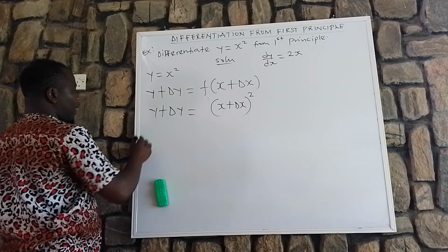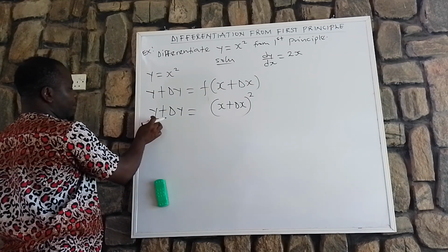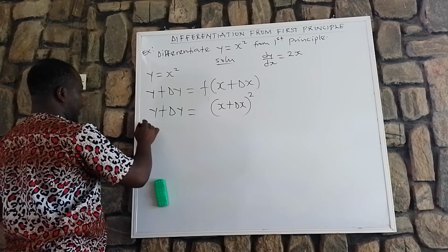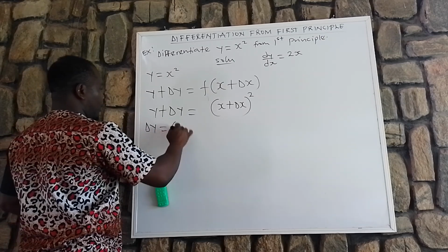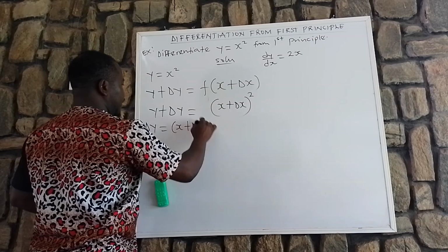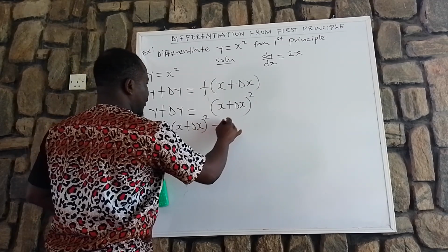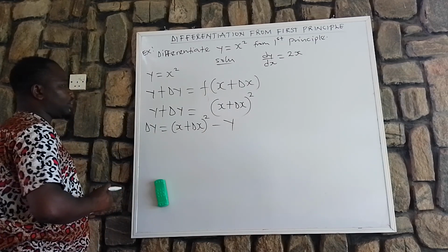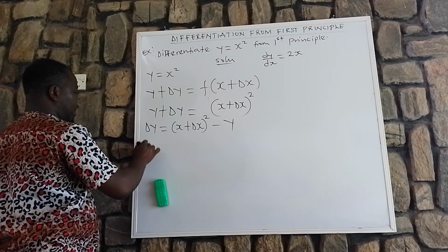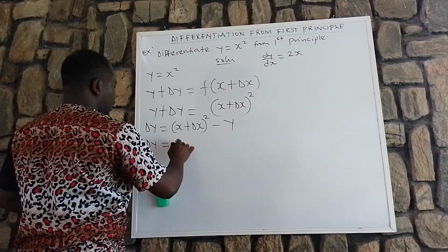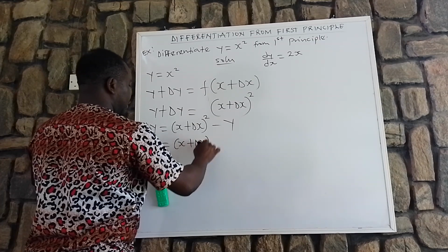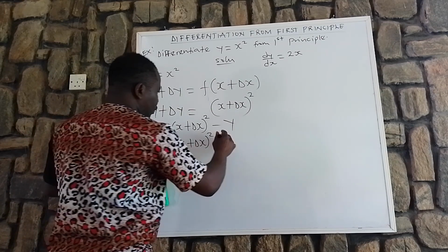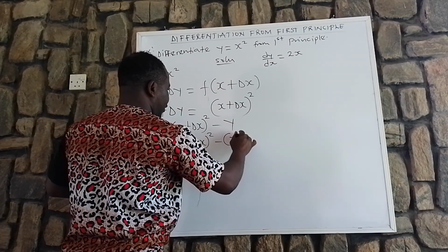So now, our y, we can subtract y from both sides. If we subtract y from both sides, we're left with dy equals x plus dx raised to the power of 2 minus what? y. But note that your y is equal to what? x squared. So our dy is equal to x plus dx all in bracket squared minus, if I were you, please don't forget to put bracket, x squared.